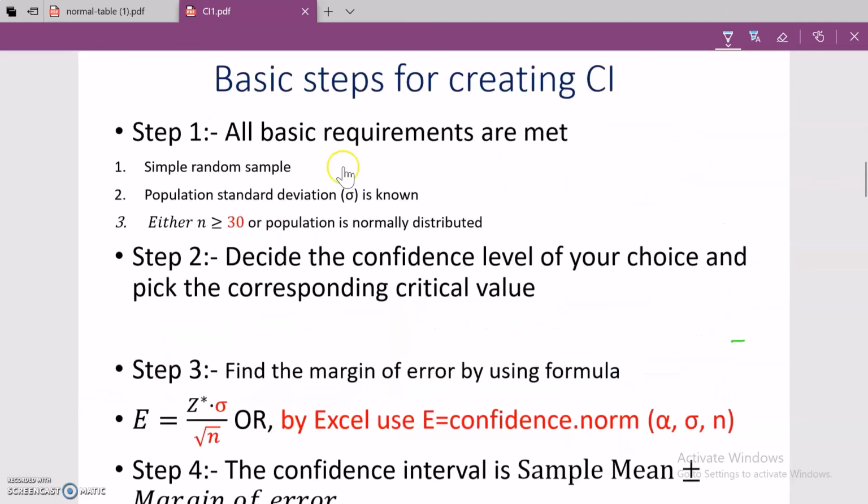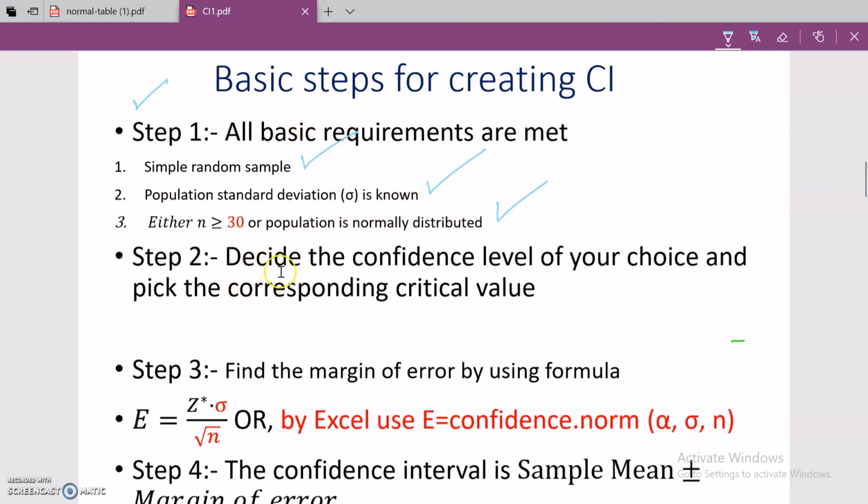Okay, so the basic steps for creating a confidence interval. There are 4 steps. You have to remember those 4 steps. Number 1, first you check all the basic requirements. What are the basic requirements? Number 1, you have to have a random sample. Number 2, the population standard deviation must be known. Number 3, either the sample size is greater than 30 or the population is normally distributed. These are the 3 basic requirements that you need to check in the first step. If all these requirements are met, you move forward. If any of these conditions is not met, then you cannot move forward.